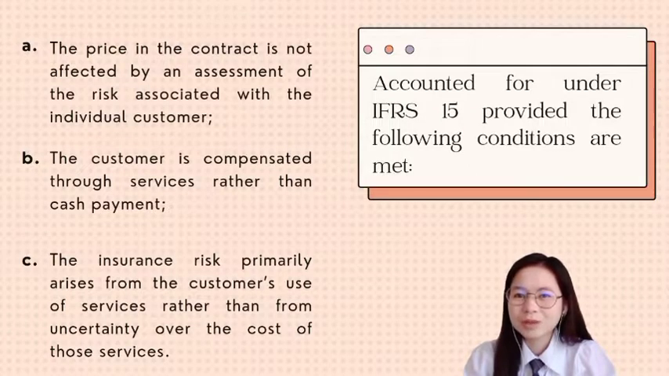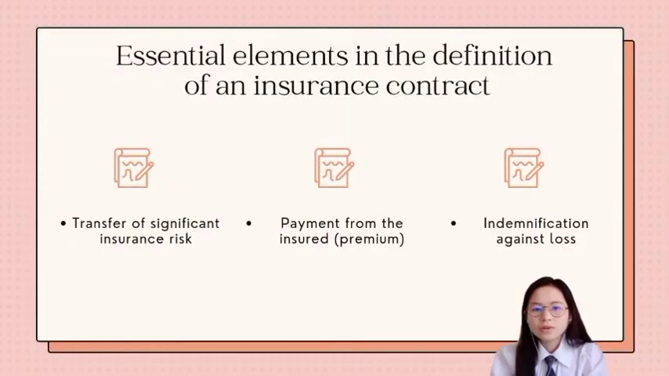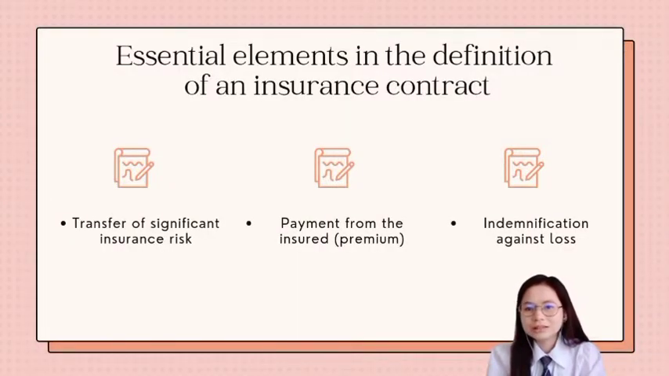Next, rather than by making cash payments to the customer, the contract compensates the customer by providing services. And lastly, rather than from uncertainty over the cost of those services, the insurance risk transferred by the contract arises primarily from the consumer's use of services. There are three essential elements in the definition of the insurance contract. First, transfer of significant insurance risk.